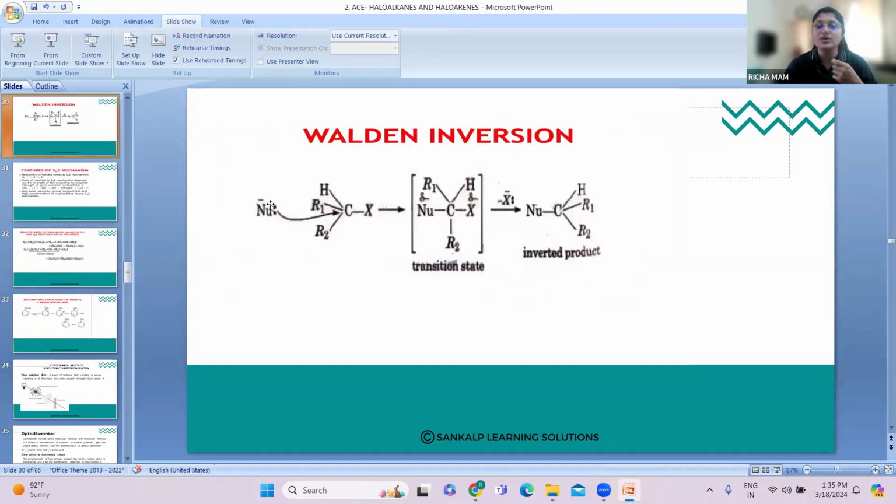How does the mechanism take place? The attack of the nucleophile takes place from the backside of the carbon. Then it undergoes a transition state where formation of a bond and breaking of a bond take place simultaneously. As a new bond is forming, the old bond is broken and you get the substituted product, which is an inverted product. So this is 100% inverted product, and this inversion is called Walden inversion.